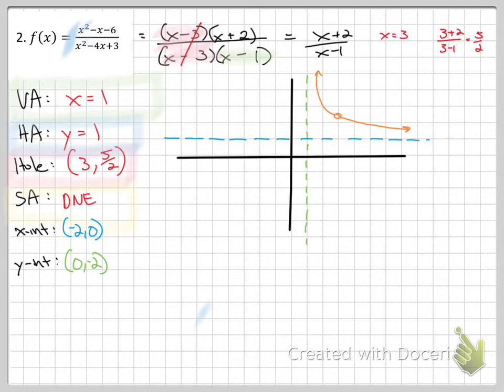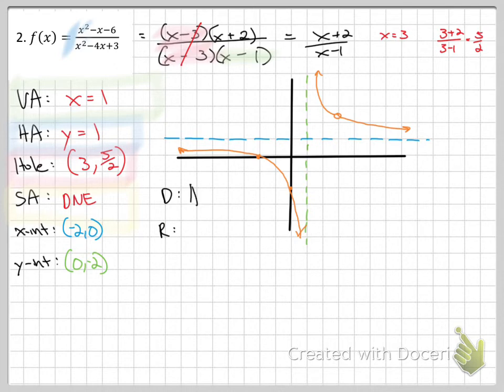X-intercept, negative 2, 0. Y-intercept, 0, negative 2. Look, that time the intercepts help me. I know it also has to be in this corner. This is my graph. See if you can at least do domain and range. Let's practice that from last time because I forgot about the hole. Make sure you don't forget about the hole.